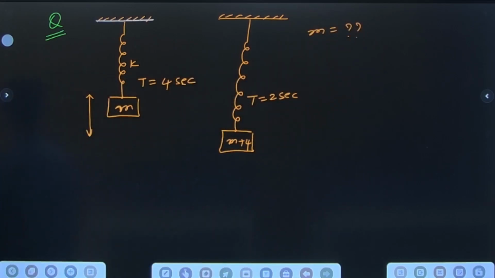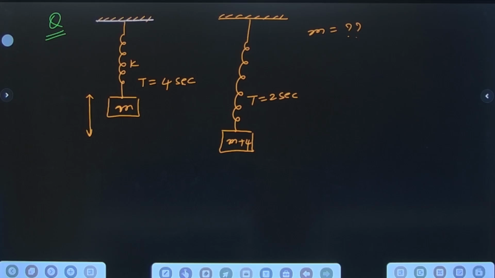What is the original mass? A body of mass m attached to a spring is oscillating with a time period of 4 seconds. If the mass of the body is increased by 4 kg, the time period increases.